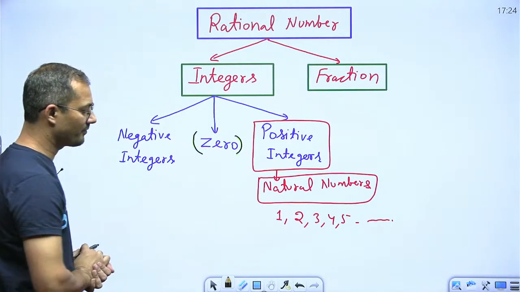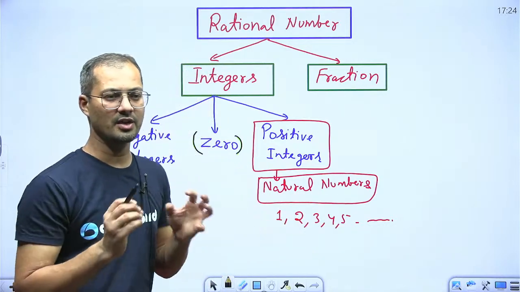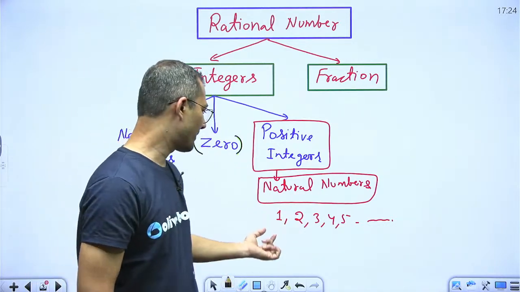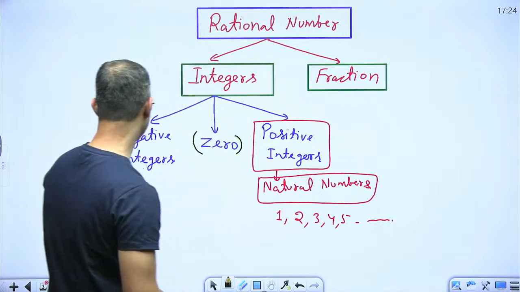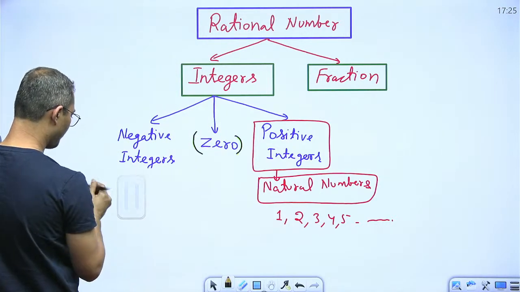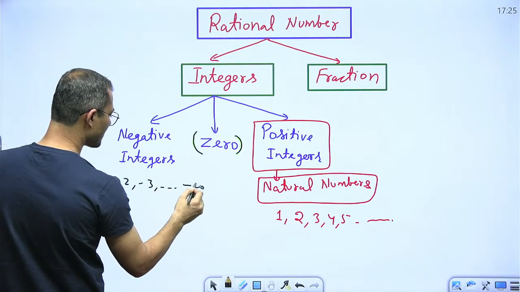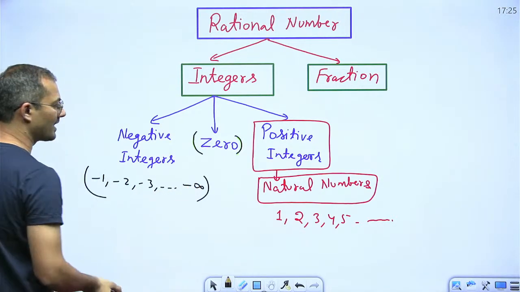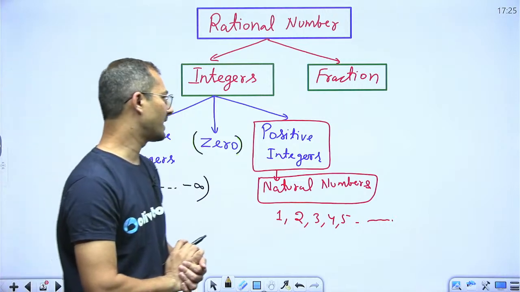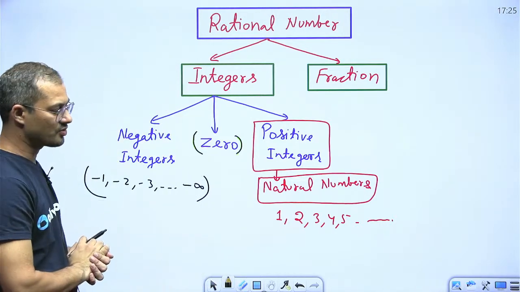Yes, is this clear? So natural numbers are all the counting numbers, starting from 1, 2, 3 till infinity. And negative integers are -1, -2, -3, till minus infinity. So these are called negative integers. I hope this is very much clear to you all, right?